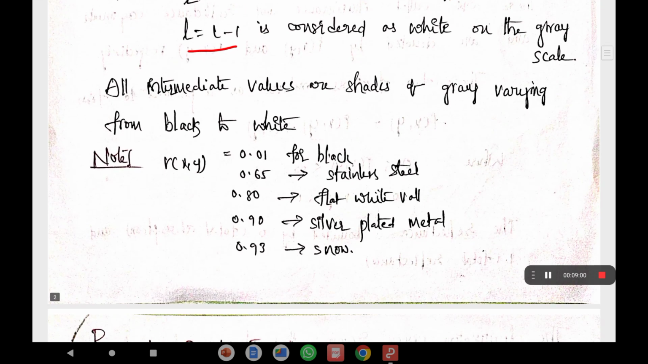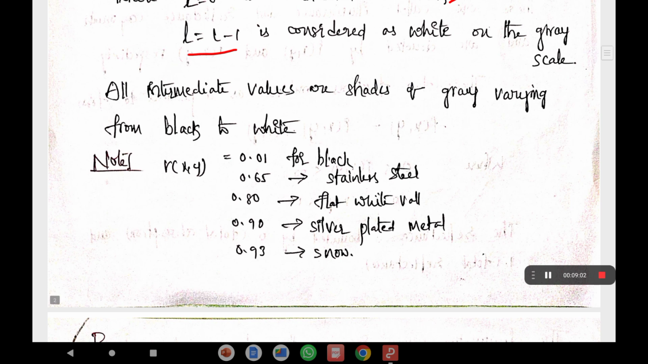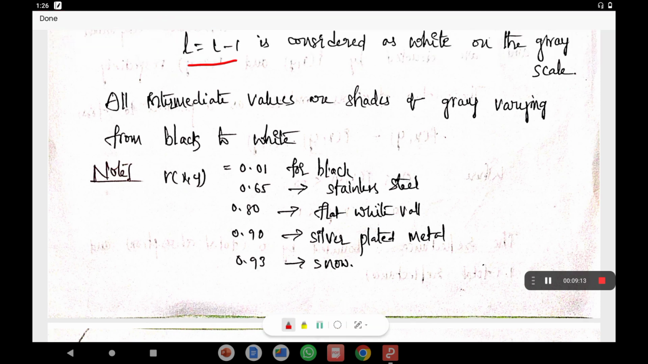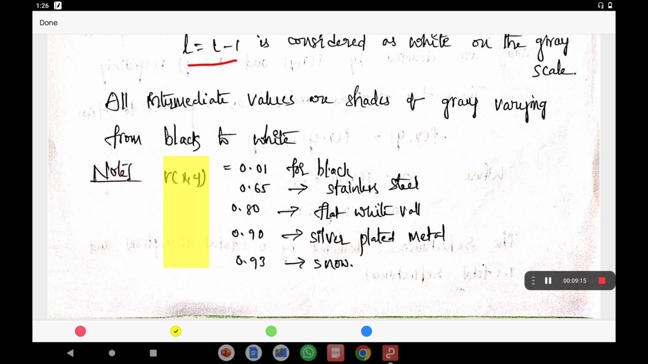Okay, as well as all intermediate values are maybe shades of the grayscale, so that may be existing in the range of R is equal to 0.01 for black representation. That means these are some of the reflection components. These are all some of the reflectance components of the corresponding image, where R of x comma y is equal to 0.01 for black image, 0.65 for stainless steel, 0.80 for flat white wall, 0.90 for silver plated metal, and 0.93 for snow.